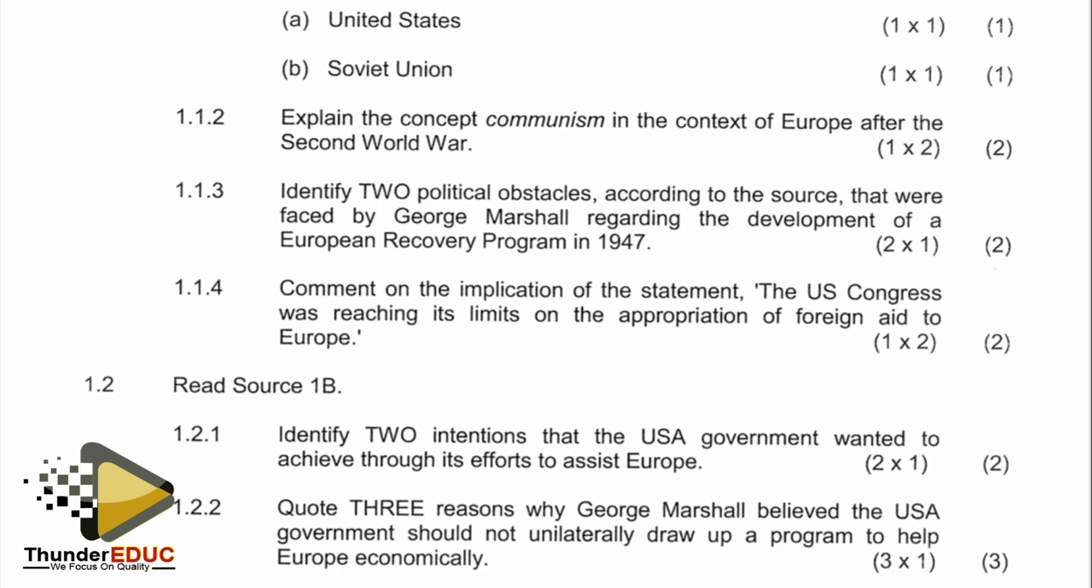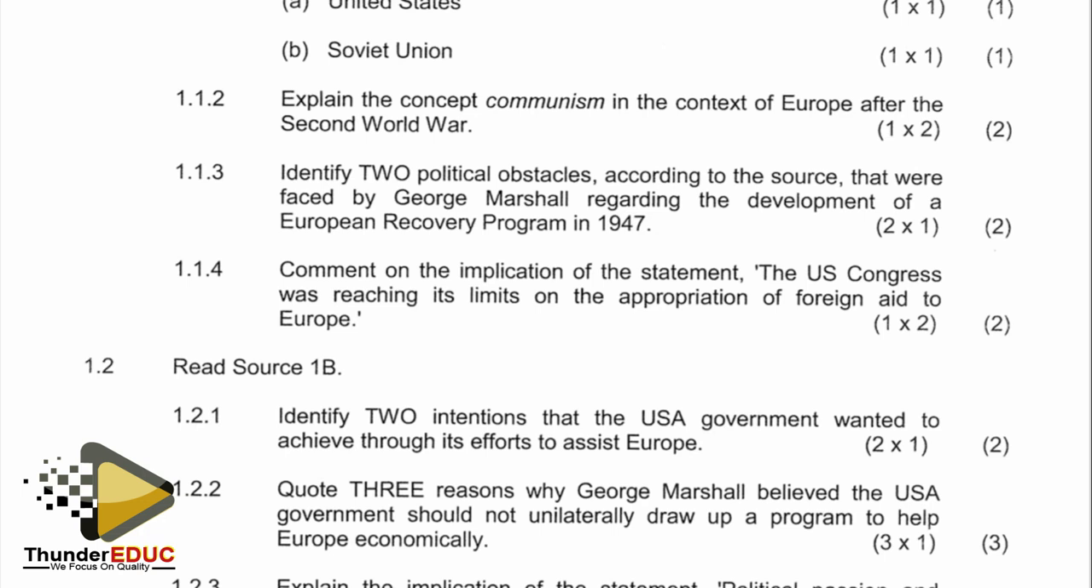Explain the concept of communism in the context of Europe after the Second World War. What is the concept of communism in the context of Europe after Second World War? Right, if we are to define communism in its general definition or as a concept, we can define communism as an economic ideology that aims to eliminate social classes. With communism, it's an ideology which is based on elimination of social classes.